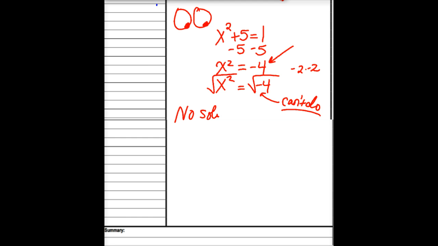So when you have a question like this where you end up trying to root a negative, you write no solution. Now let's talk about some common sense and why this should make sense. What you're being asked to do is find a number that when you square it and you add 5 to it, you get a 1.